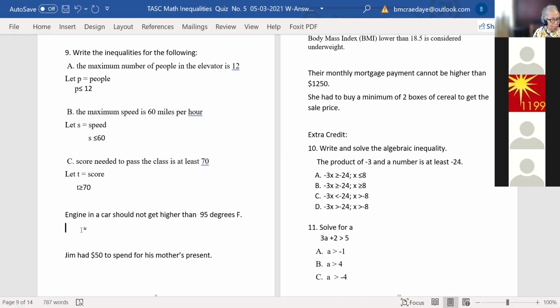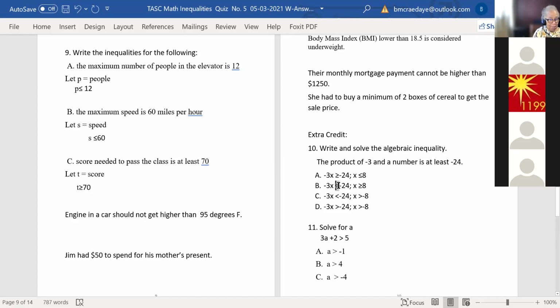Let me see. The word is "should not." It should not get higher. So therefore, it's less than or equal to. That's right. It should not get higher, so we have our less than or equal.